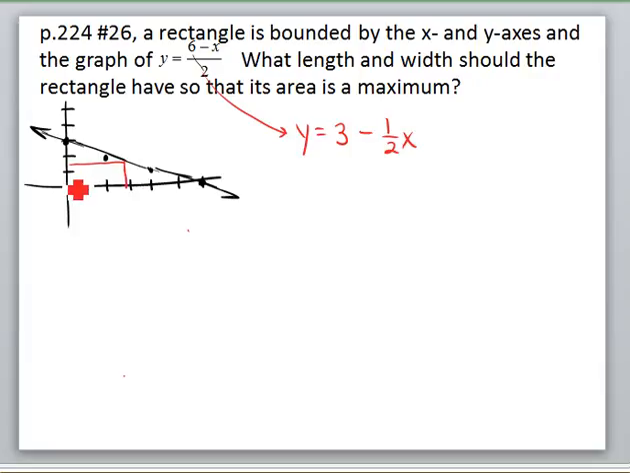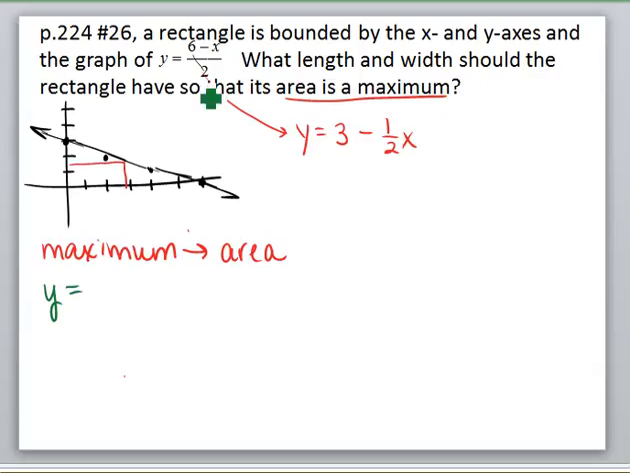So there's my rectangle. What we're going to be doing is maximizing the area, which is the strategy that we use. We locate what we are going to be maximizing or minimizing first. So we're going to maximize the area. I'm going to come up with the two equations.